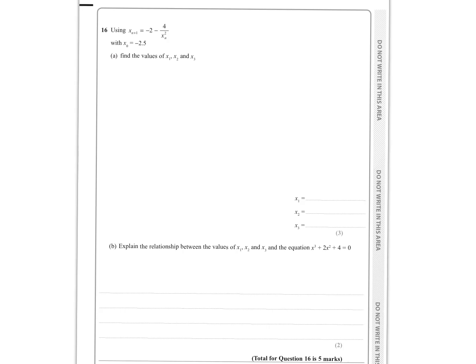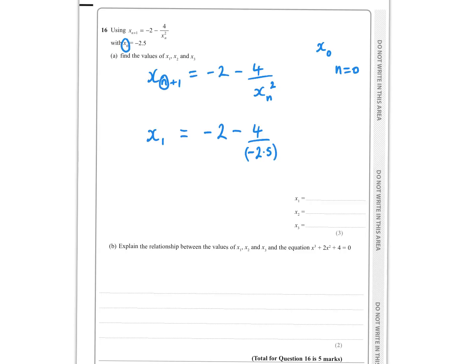Question 16. Well, we have an iterative form here, and if we want to use our first value as negative 2.5, that is our x subscript 0, that's when n equals 0. So if n was set to 0 in here, our first value would be negative 2 minus 4 over negative 2.5, and don't forget, all squared. And you'd put that in the calculator and you would get your answer.